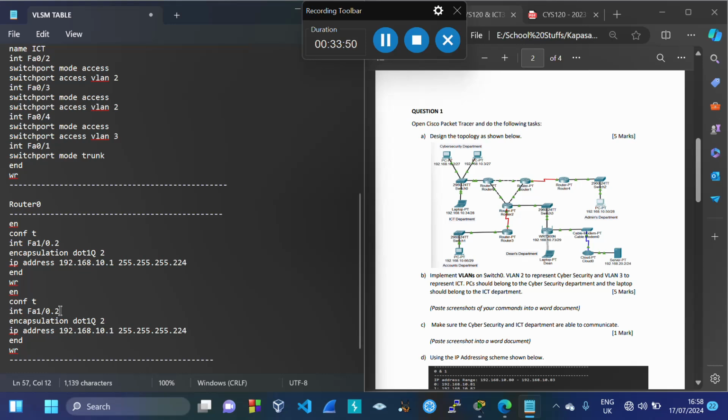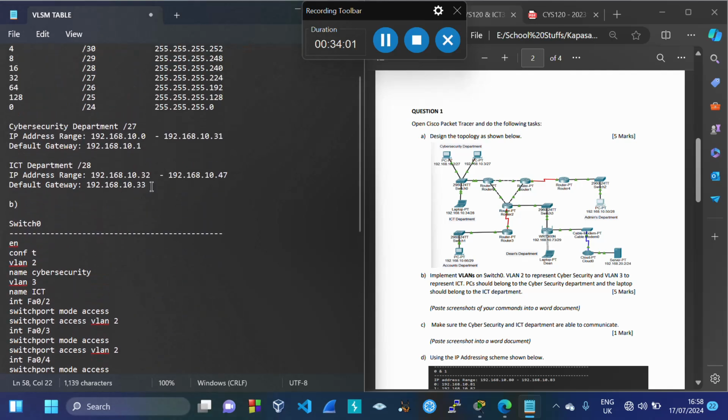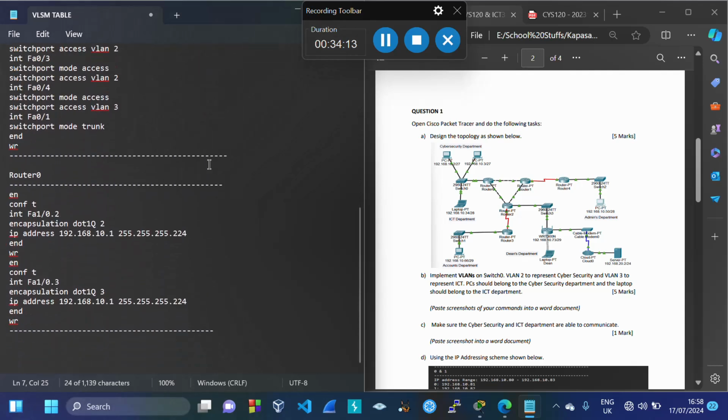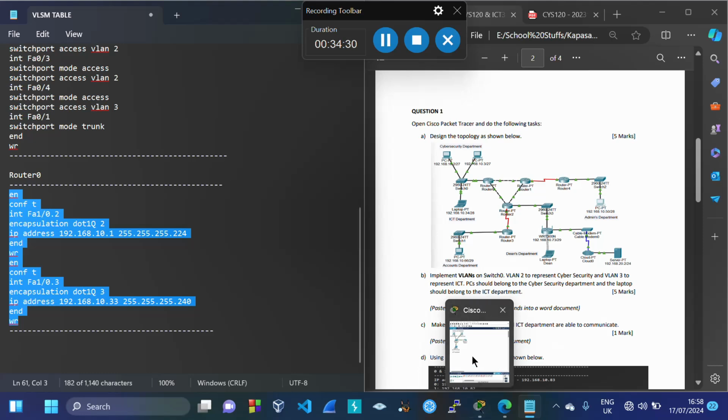Once we paste those commands, we just need to modify. VLAN 3 represents ICT, so to target VLAN 3, the sub interface will be .3. Then this will change to 3, meaning I'm targeting ICT. Then the default gateway for ICT is 33. Then the mask, since it's a /28, is 240, like that. So for VLAN 3, the default gateway is 33 and the mask is 240. Now all the information for cyber security and ICT department will be known at that interface of the router.